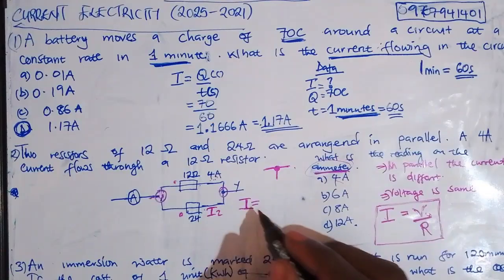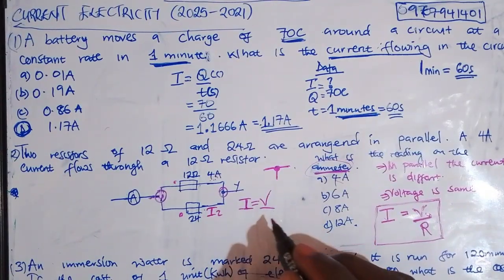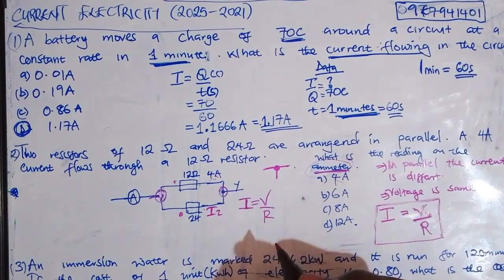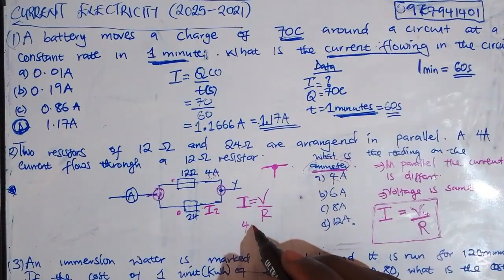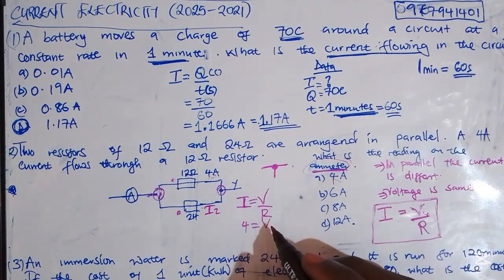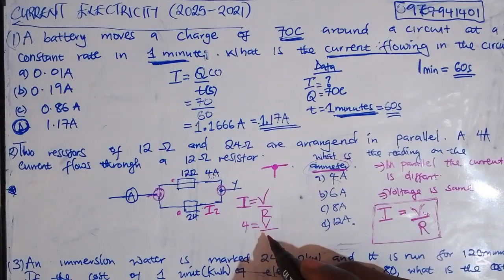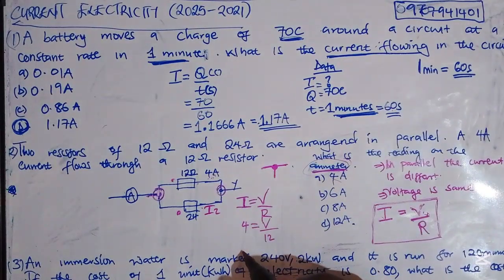So we are going to say current is equal to voltage over resistance. What is our current? Our current is 4. What is our voltage? It is the one which we are calculating. What is our resistance? Which is 12. So if you multiply 12 times 4, you will find your answer to be 48 volts.